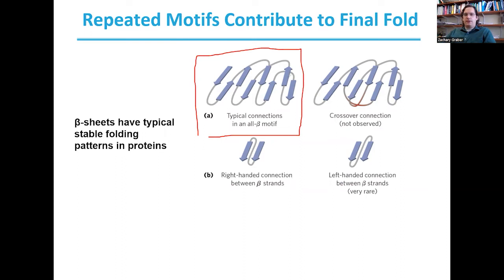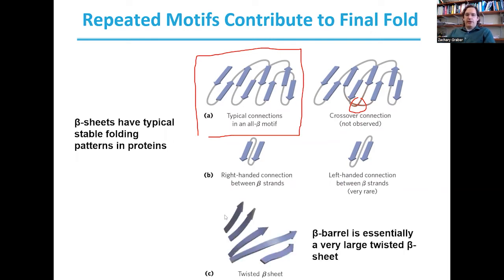in a globular protein. We don't commonly see this kind of crossover over here on the right, where you have different strands crossing over each other. Instead, they try to make this more spread out structure. You're alternating which strand is coming in at different times.